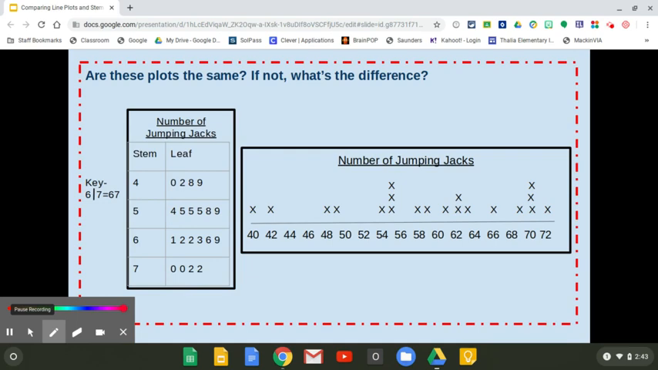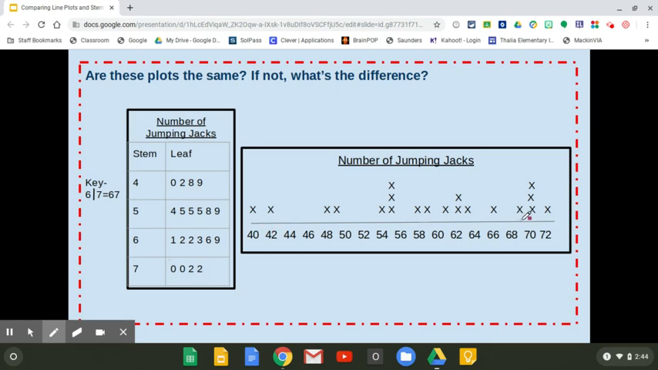Okay, for this next question, it says, are these plots the same? If not, what's the difference? Number of jumping jacks is the title of both, so far so good. Let's take a look at our key for our stem and leaf. 6 separated by a line and a 7 is equal to the number 67. So just like our last example, on this side, our stem is going to represent the tens. On the right-hand side of that line is going to be the ones position. So we have lots of jumping jacks, it looks like people have done.